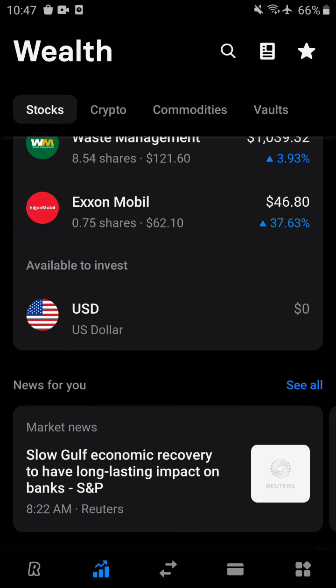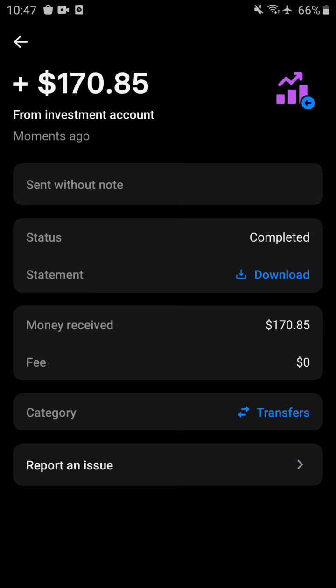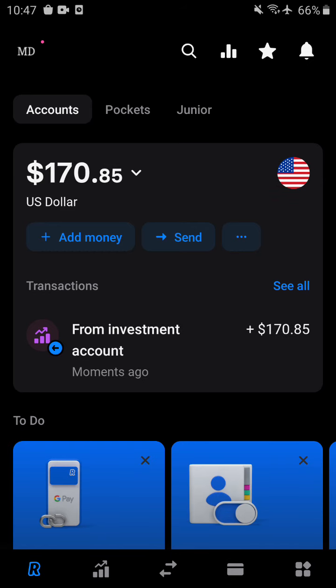Now I go into my regular Revolut bank account. Right here, from investment account, I can see this right here. I've just received this amount from my investment account. It's in here. No problem.